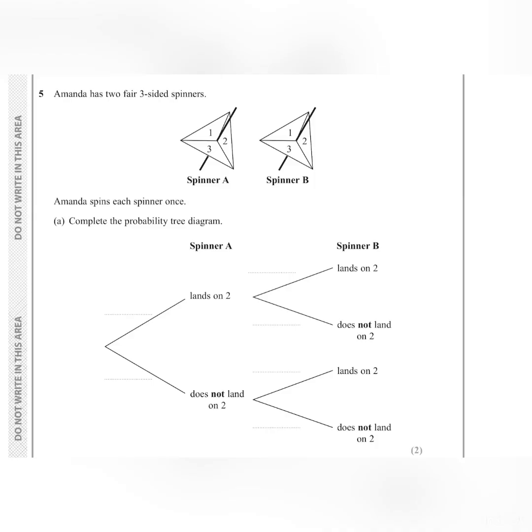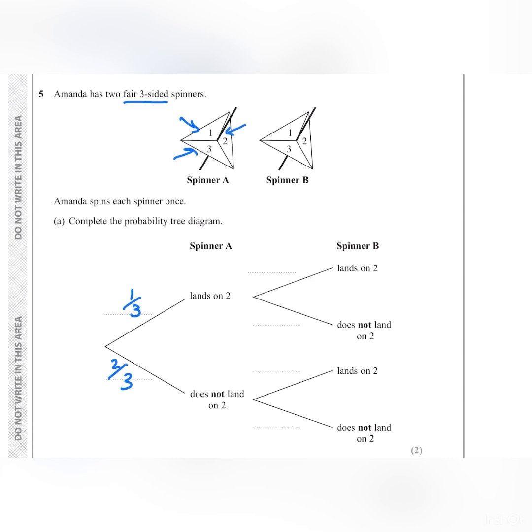Okay, question 5. It says Amanda has 2 fair 3-sided spinners. Now, Amanda spins each spinner once, complete the probability tree diagram. Now, for the spinner A, it says lands on 2. Now, there is only 1 2 here out of 3, so that's 1 over 3, and does not land on a 2. Well, there are 2 numbers that are not 2, so 2 out of 3.